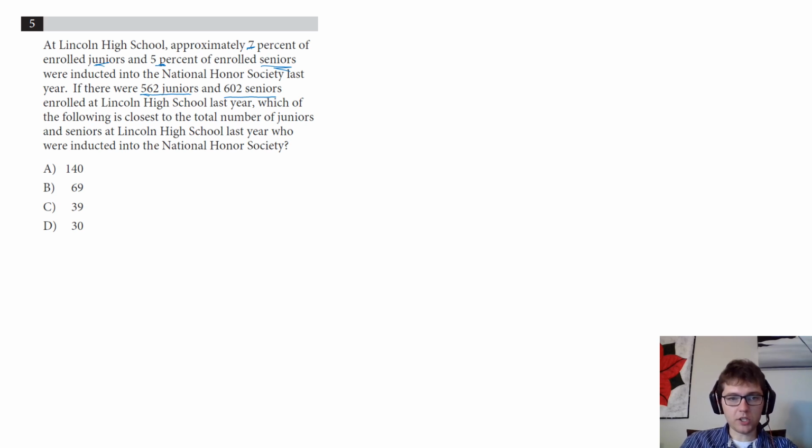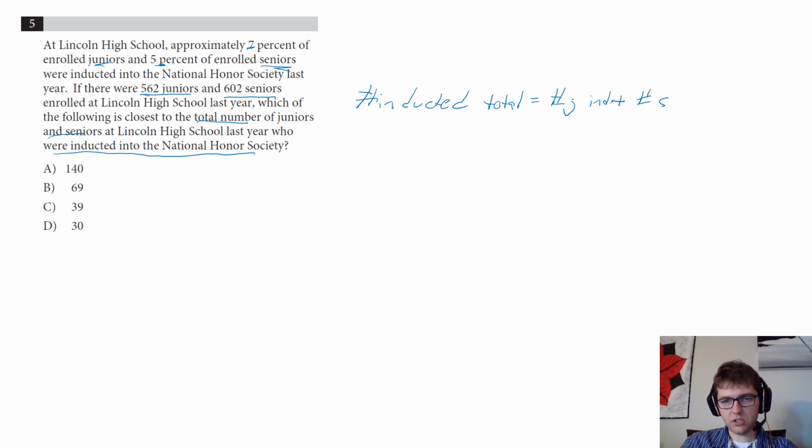Okay, so what is the question asking for? Total number of juniors and seniors inducted into the Honor Society. So what is that total? So number inducted total is equal to number of juniors inducted plus the number of seniors inducted.